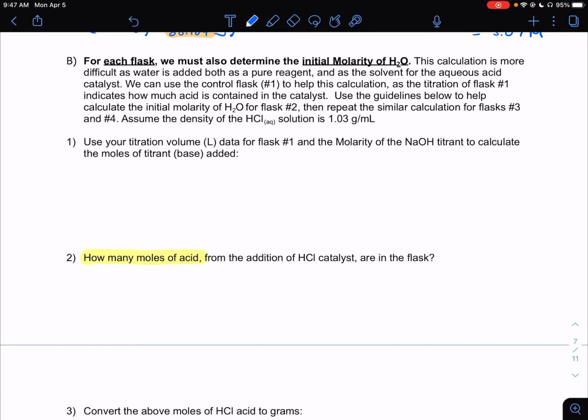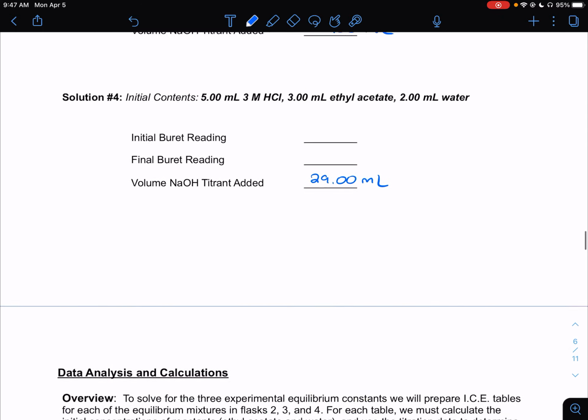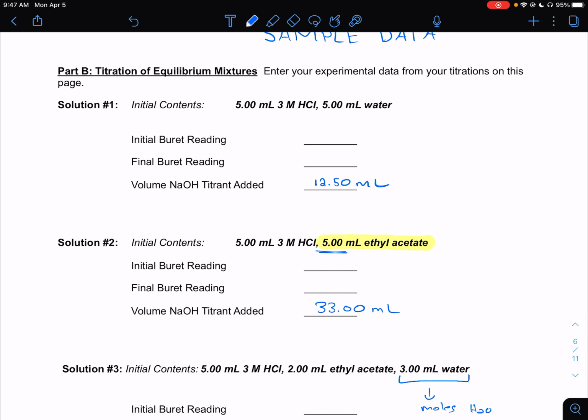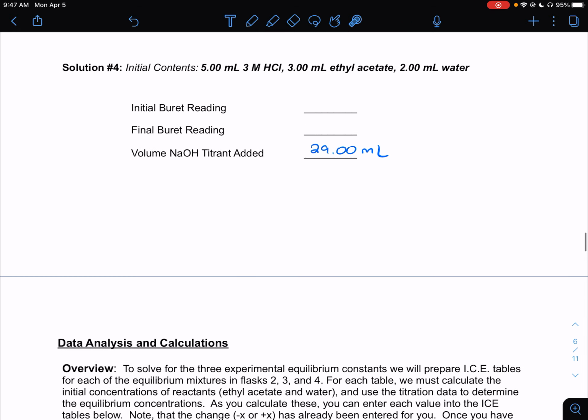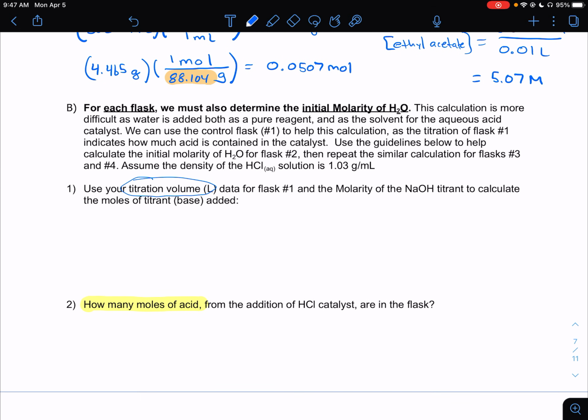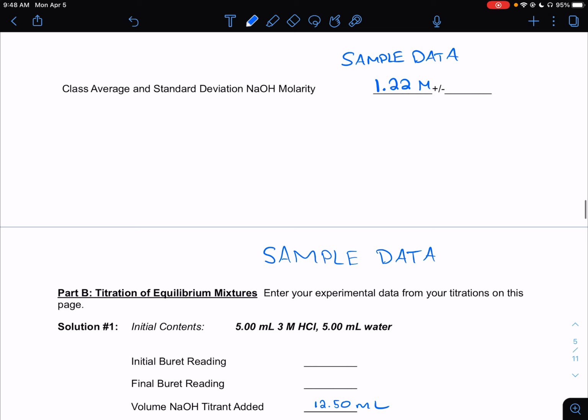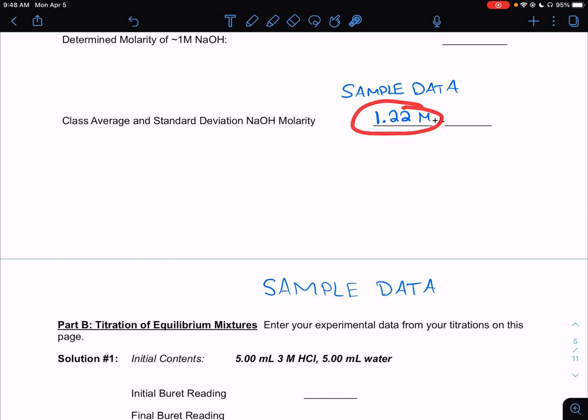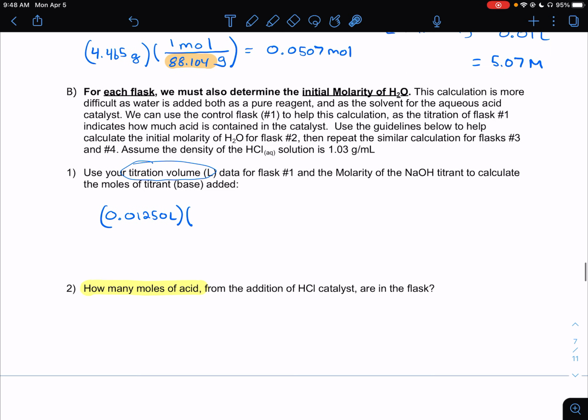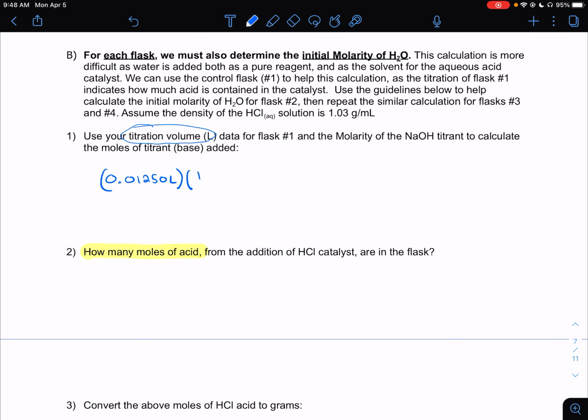So I'm going to go to my titration data. We need this titration volume. Your number is going to be different here. I'm going to take this 12.5 milliliters, come down here, and convert it to liters: 0.01250 liters. And I'm going to multiply that by my concentration of sodium hydroxide. This was the class average, so I'm going to look for the class average, 1.22 moles per liter.